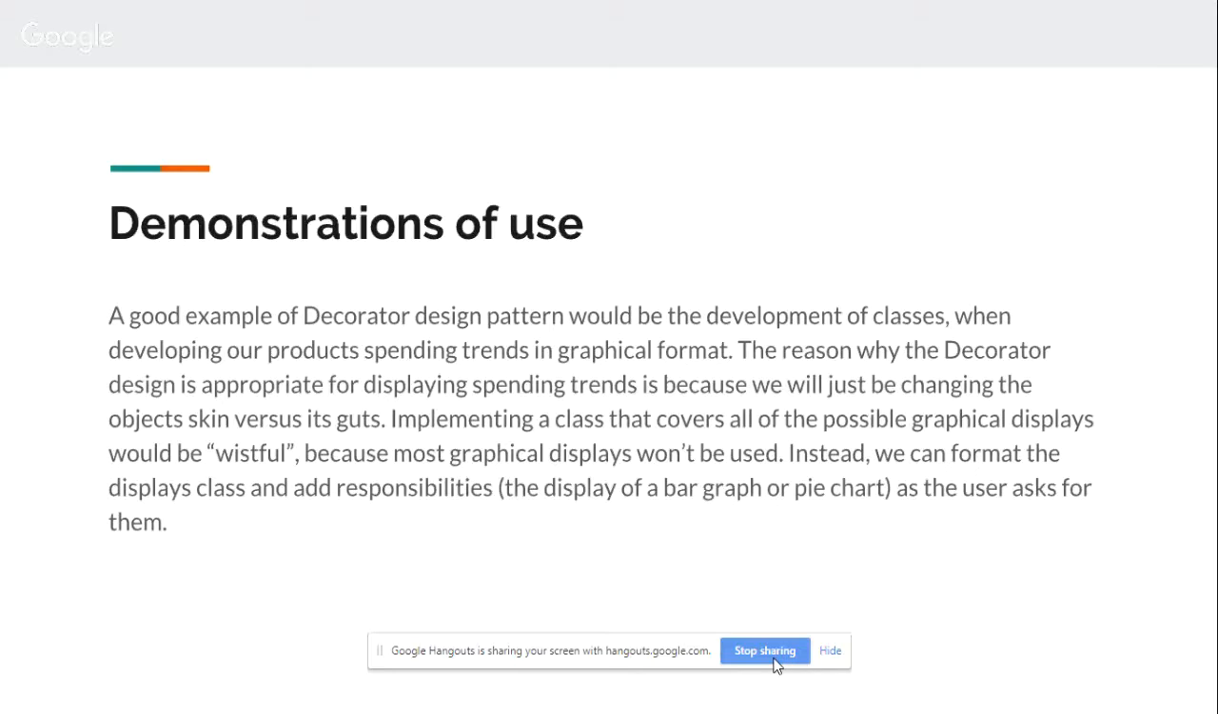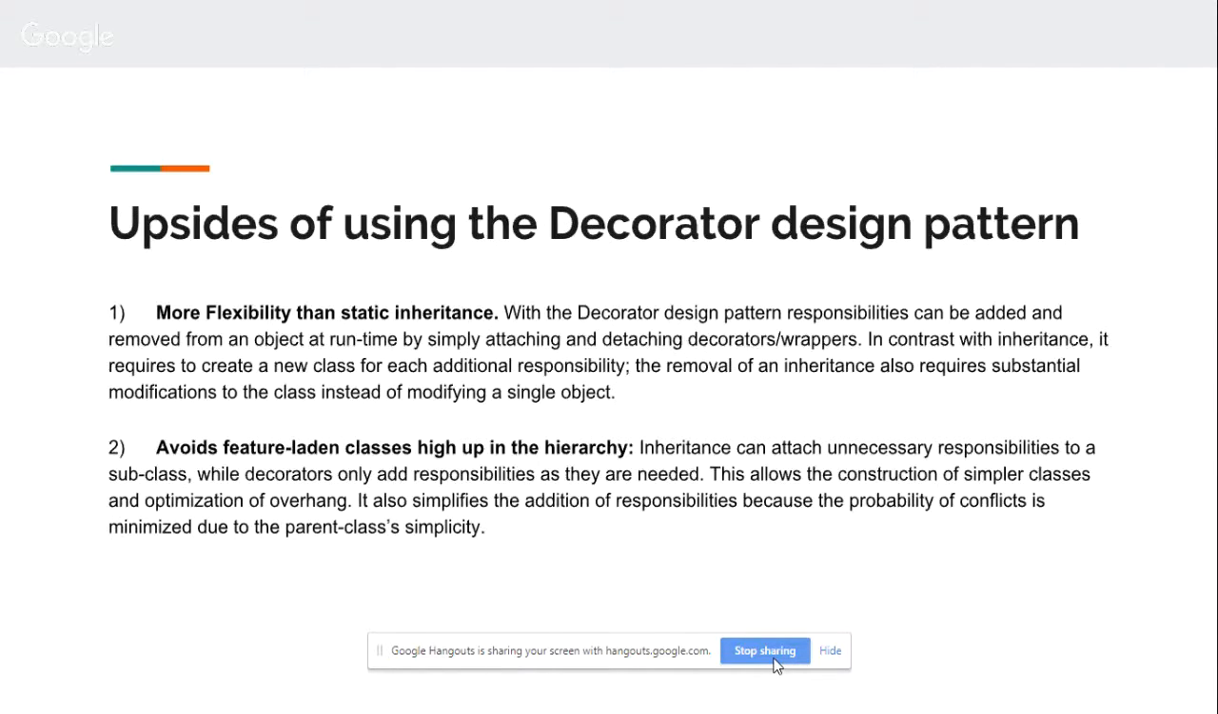Upsides of using the decorator: it gives you more flexibility than static inheritance.